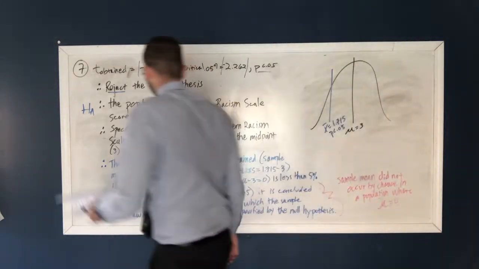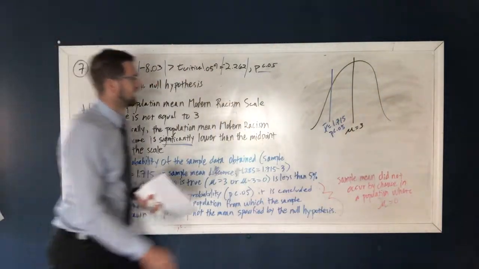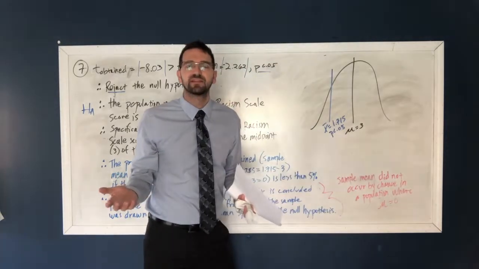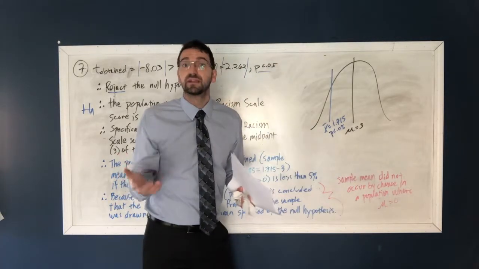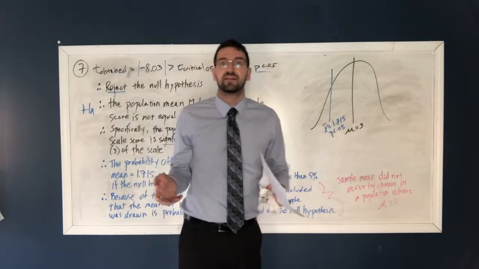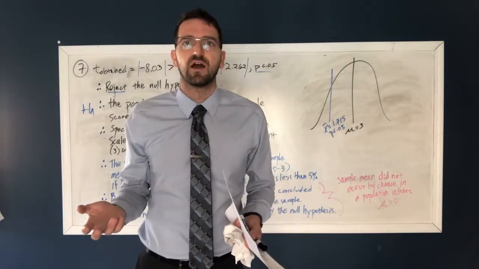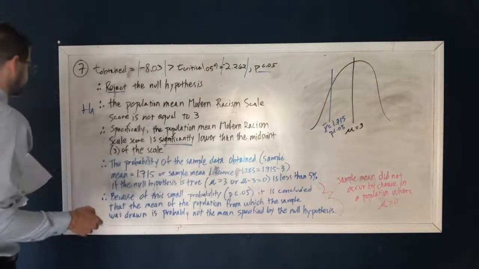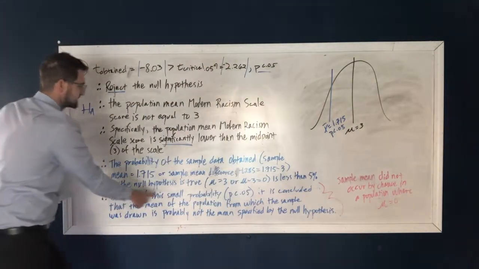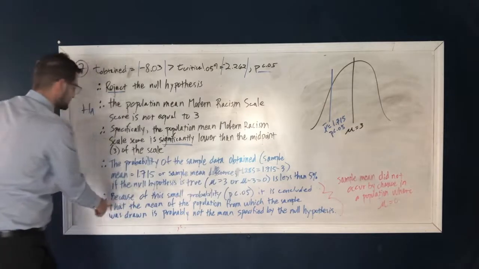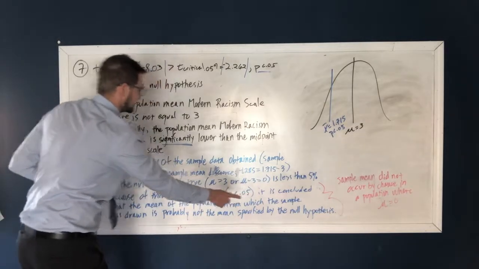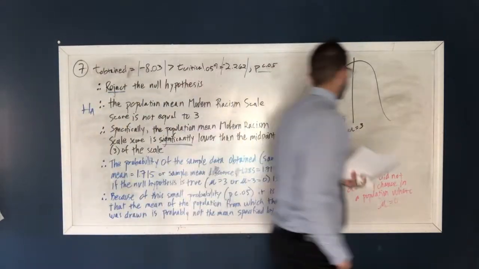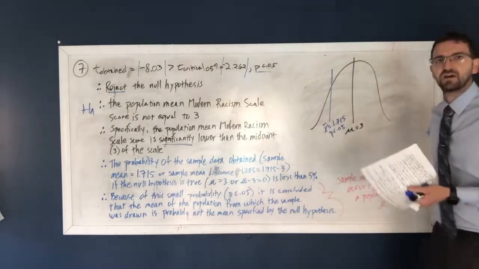Okay? If this sample mean was closer to mu, the probability could become greater than 5%, and therefore we would have retained the null hypothesis instead of rejecting it. Okay, so because of this small probability, it is concluded that the mean of the population from which the sample was drawn is probably not the mean specified by the null hypothesis.